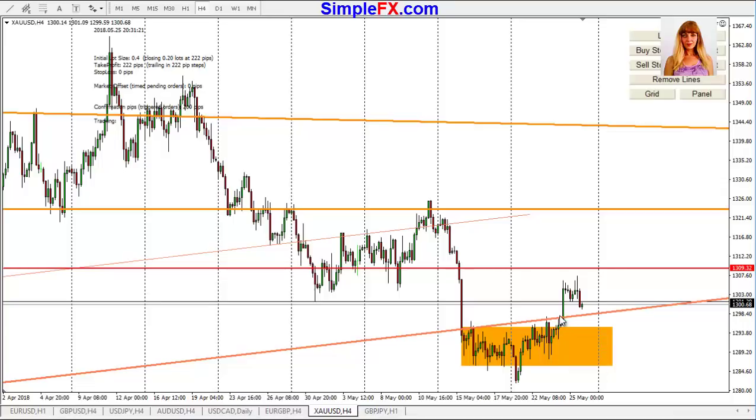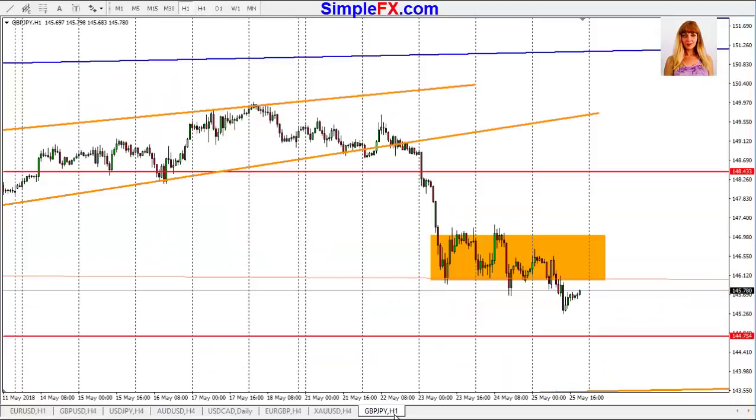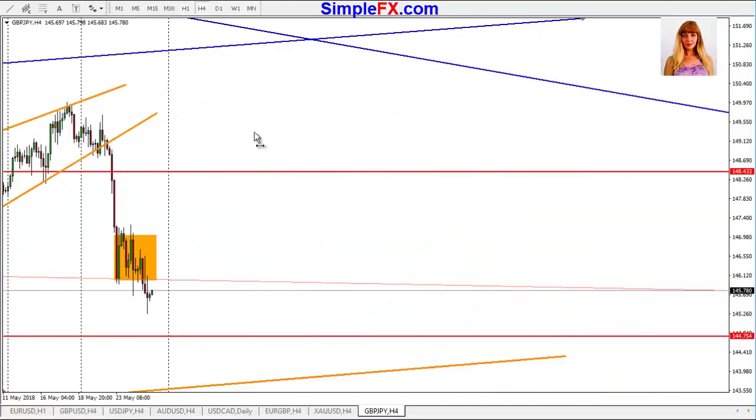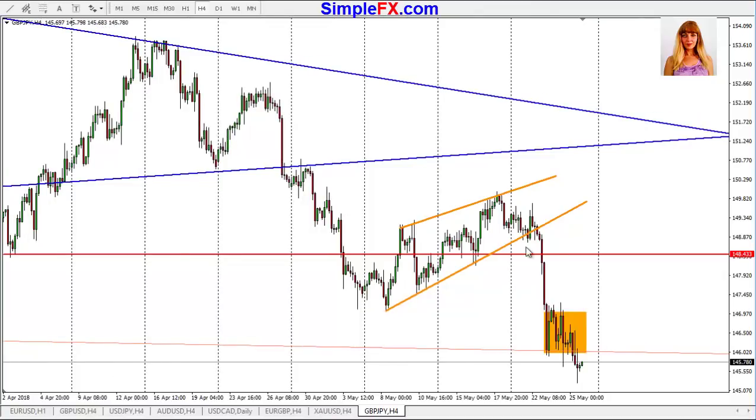Okay, so that was the entry. That's it. That would have been the trade. So now going to pound yen, and pound yen had a really good, also another trade. You see, another would have been a winning trade if you would use the levels, the ones I had for you.